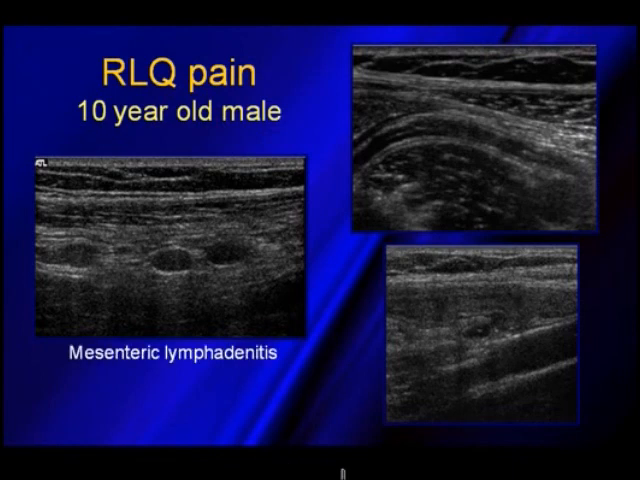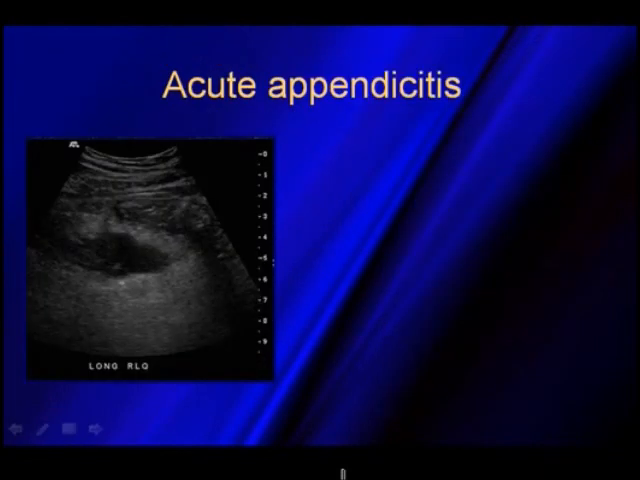So that's just a viral infection. The patient will get well on their own. No surgery is needed. So key to ultrasound is locating the normal appendix and proving that it's not appendicitis causing the lymph nodes to enlarge.